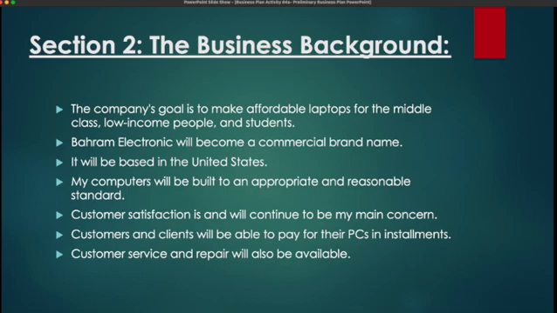I also consider the option for my customers and clients to pay in installments. They don't have to pay directly at one time. And at the end, customer service and repair will be available as well for those who bought the computer and unfortunately witnessed problems and some defectiveness.